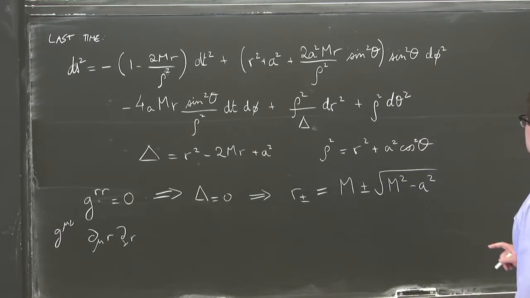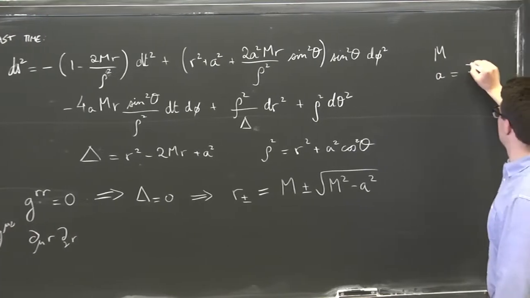Now remember, Andy mentioned last time that this Kerr family of black holes is parametrized by two numbers, the mass and the spin parameter a equals J over m.